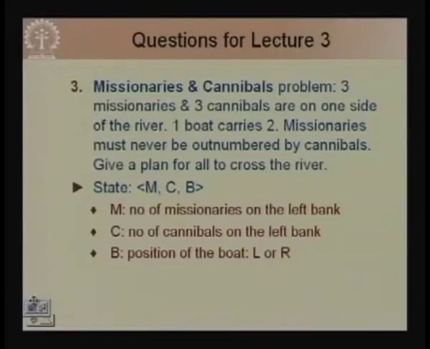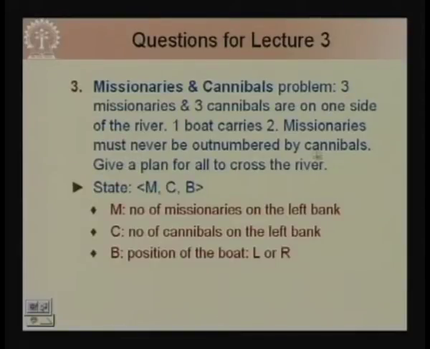The third problem that I gave you in the last class was the missionaries and cannibals problem. 3 missionaries and 3 cannibals are on one side of the river. There is one boat which can carry only 2 persons at a time. Missionaries must never be outnumbered by cannibals. You need to give a plan to cross the river, and for this problem I wanted you to come up with the state space representation.